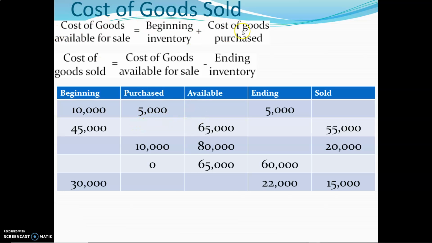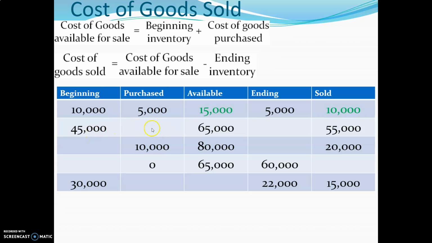So using these formulas up above, beginning plus our purchased goods will end up telling us what's available. 10 plus 5 is going to be 15, and the goods sold will end up being our available, which is 15,000 minus 5, which will be 10,000. Okay, 45 plus our goods purchased will end up being 65. That means that this is 20. 65 minus some number, our ending inventory, will give us 55, and that some number must be 10.